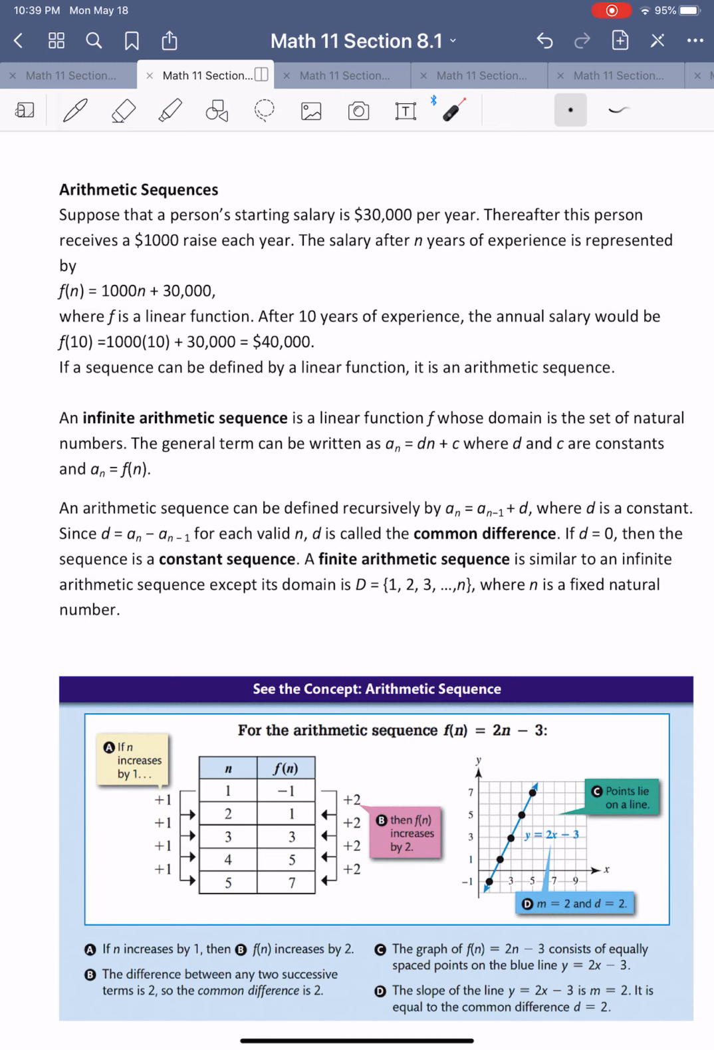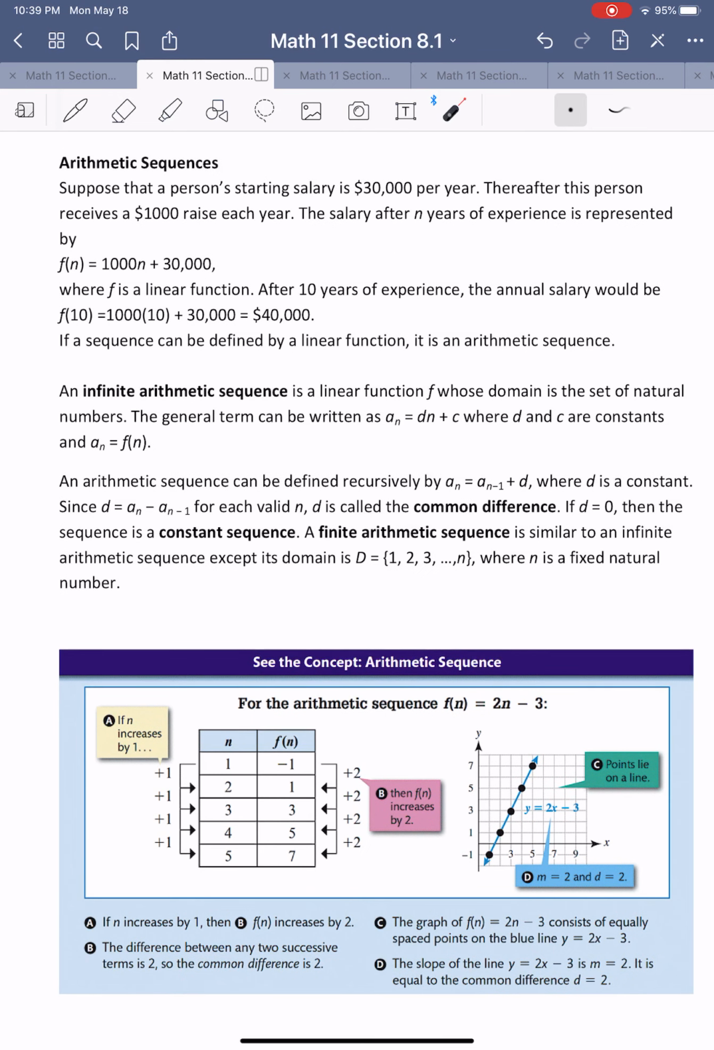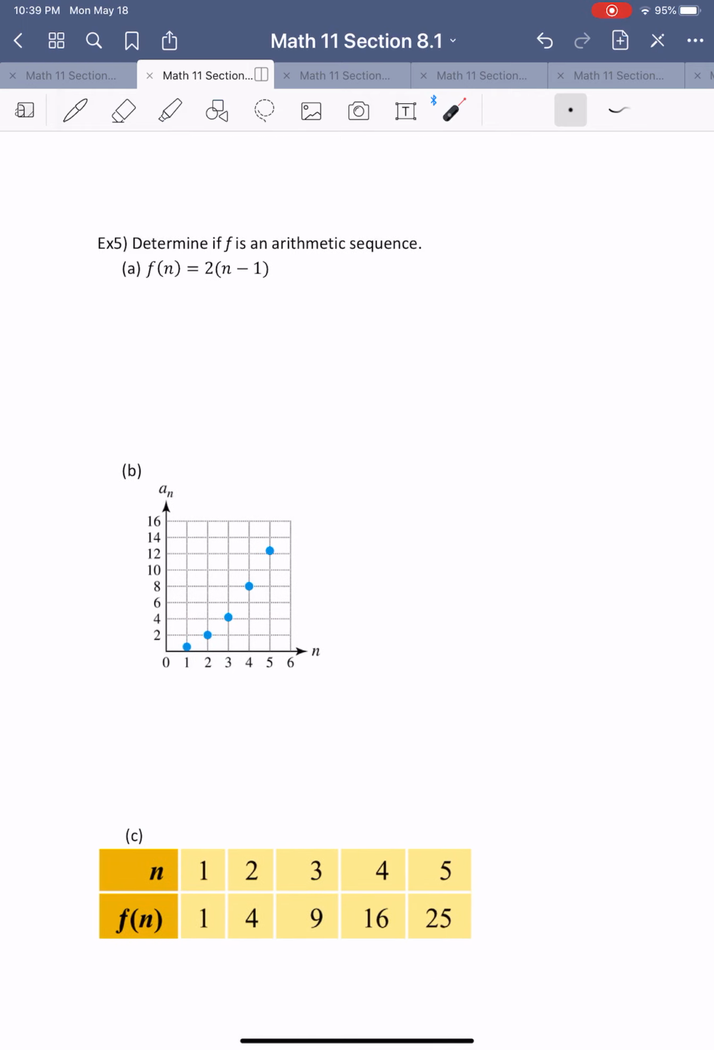When d is equal to 0, it means the sequence is a constant sequence. A finite arithmetic sequence is similar to the infinite arithmetic sequence, except the domain is 1, 2, 3, 4 up to n, where n is a fixed natural number. So an arithmetic sequence gives you the linear, which is like a slope, right? This is how much it is increasing from one term to the next, okay? All right, so let's get to the problem.